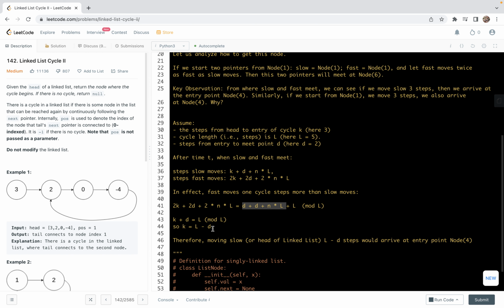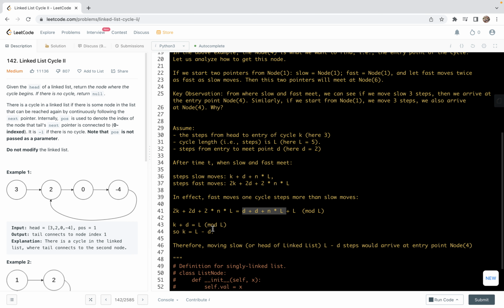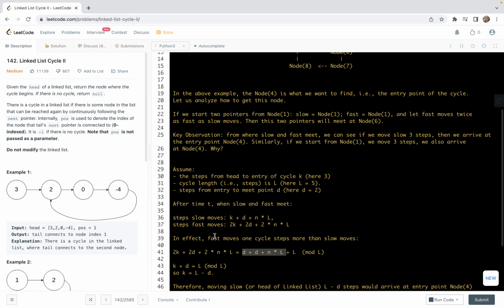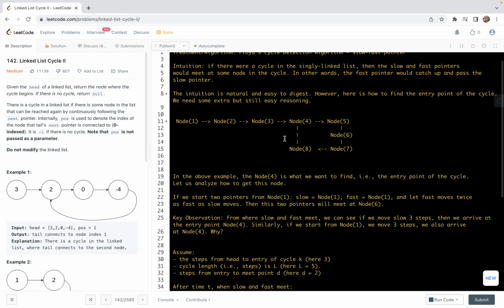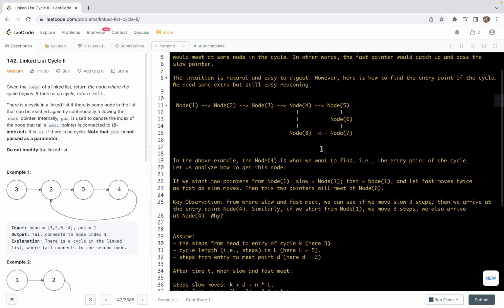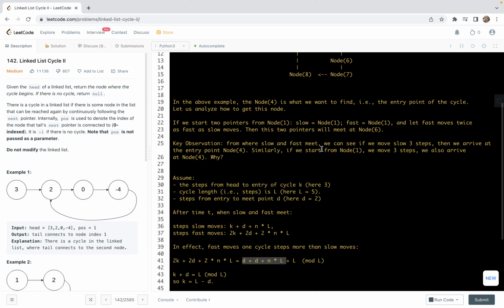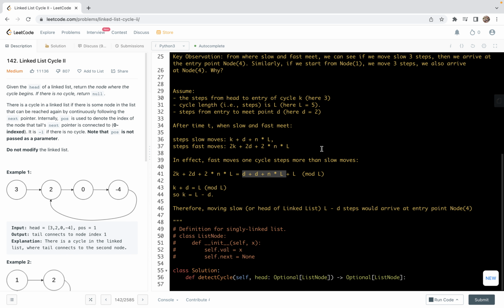So in other words, at the position where they meet, we move K steps. It's exactly here, right? Here, 3 steps equal this one from the beginning. Here, both are 3, right? Or in the sense of modulo the cycle length. So this way actually tells us how to get the entry point. We just need to move the head or slow L minus D steps further to get the entry point, right? So that's the whole idea.